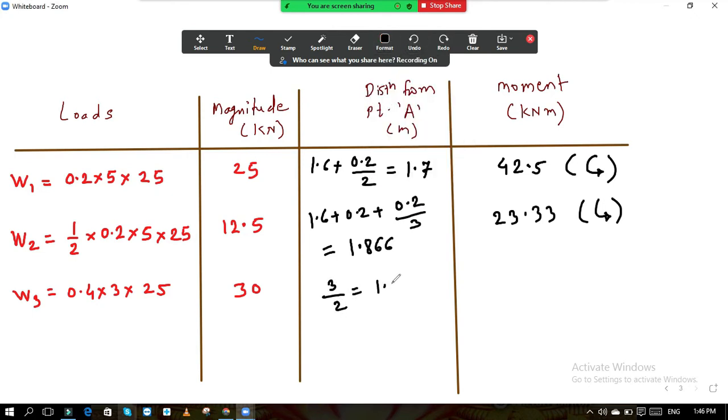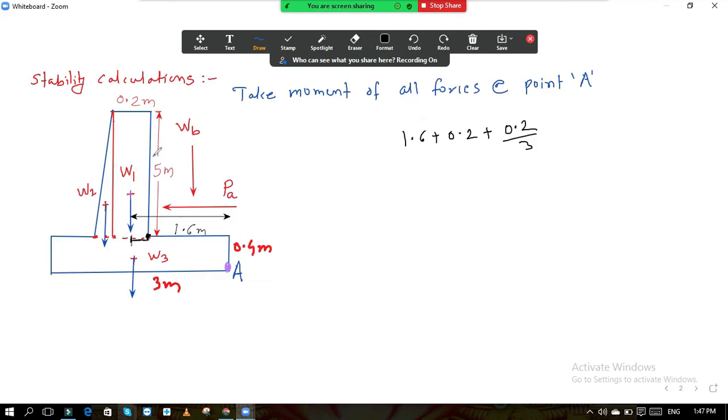Which is 1.5 meter. Okay. So if you again calculate this, 330 into 1.5 is 45, and again it is anti-clockwise. Now let us move back. So now W1 is over, W2 is also over, W3 is also over.